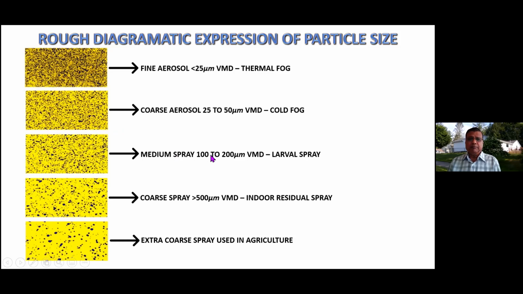This is medium spray, 100 to 200 VMD. It is larval spray, where you spray in the breeding sites. Coarse spray, more than 500 microns, is for indoor residual spray. And this is extra coarse spray used in agriculture. They used to spray to the top of the coconut tree, so they need force rather than particles. So this extra coarse spray is used in agriculture.